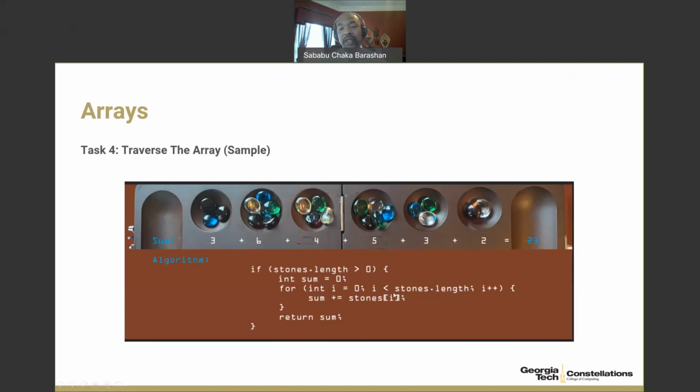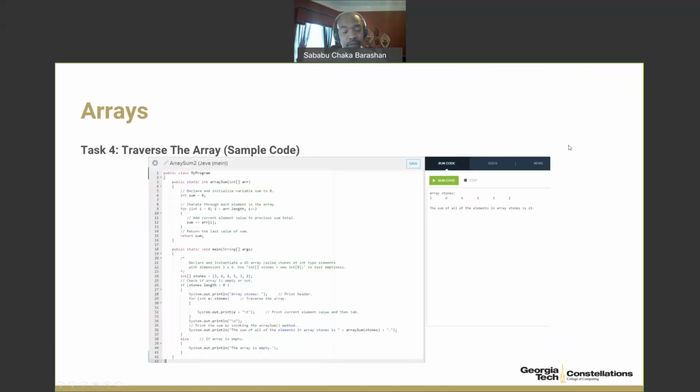So that's why you see a less than stones.length. And then whatever that current element value is, which is represented by stones[i], I'm going to add that to the previous sum total. And when I'm finally able to exit the loop, I'm going to return that last sum value.